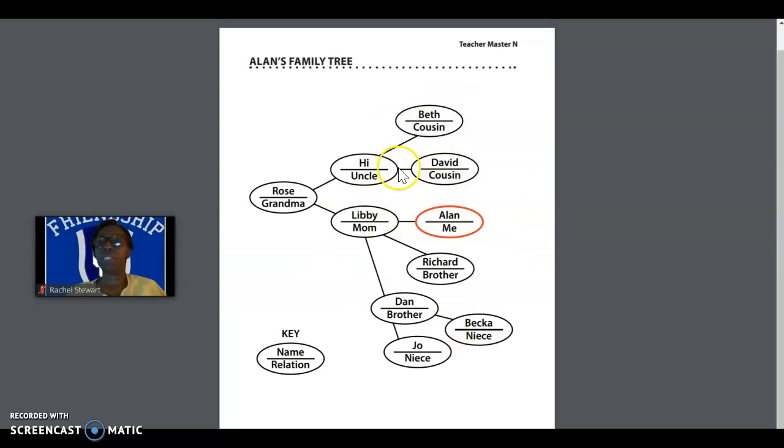Now, you're probably like, Miss D or Miss Stewart, I already get all that. What does that mean? Well, as we move forward, we're going to discuss relationships. The last relationship we're going to talk about is how many cousins does Joe have? Okay, Joe is the niece of Alan. But how many cousins does Joe have? Well, because Richard and Alan do not have any children, Joe does not have any cousins.